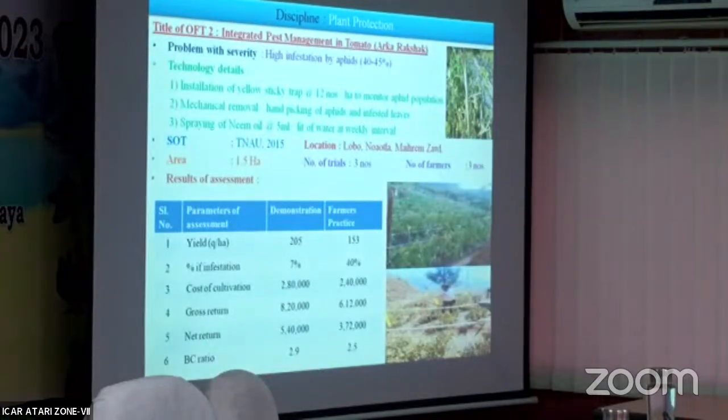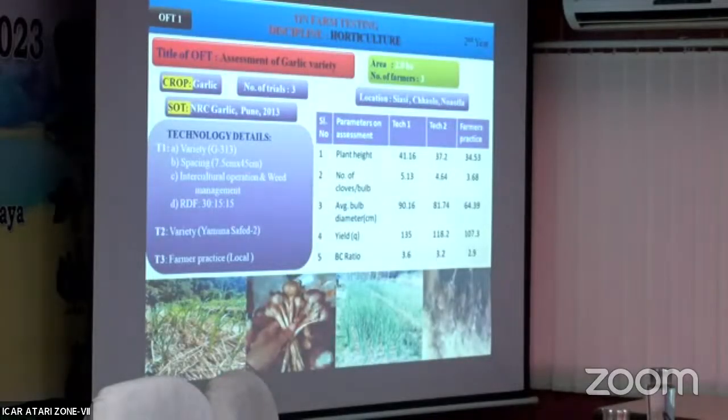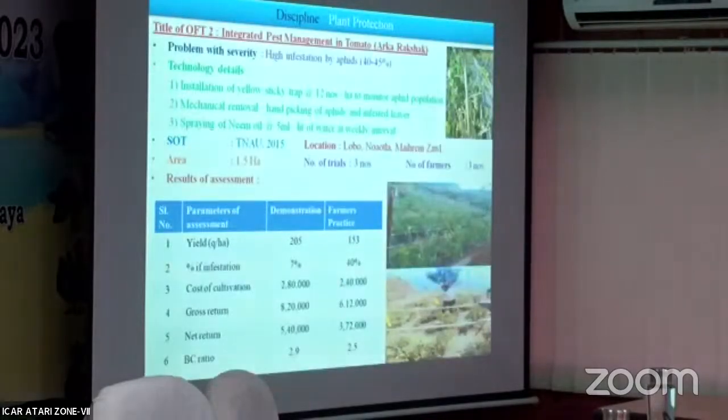The next OFT is on integrated pest management in tomato. And here also the locations selected for this demonstration are Logo, Nautla, and Maishiamsol. And I'm not going to detail about the technology. We can see it in the slide. The BC ratio under demonstration is 2.9 and under farmers practice is 2.5. Now, how much percentage infestation reduced? Infestation in demonstration plot is 7%, whereas in the farmers practice it is 40%.